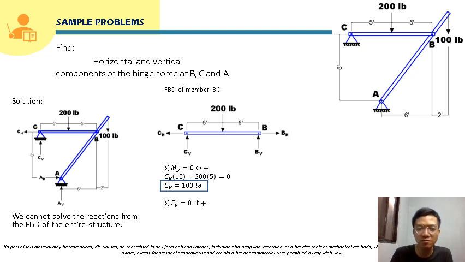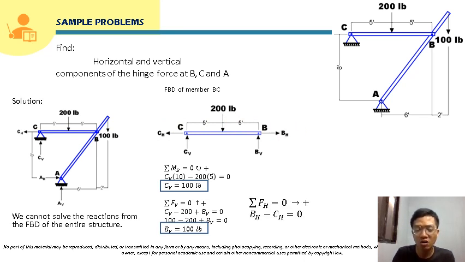Okay, so summing of forces vertical, we can solve for BV. So that will just be CV minus 200 plus BV is equal to 0. So solving for BV, since we already have CV, that will be 100. So solving for BV, that will also just be 100 pound. Okay, so we can already box that. Okay, so CH and BH, if we sum of forces horizontal, we will just know that they will just be equal. But we don't know yet their value. Okay, so we will just leave it here that BH is equal to CH. So we can now proceed to another free body diagram.